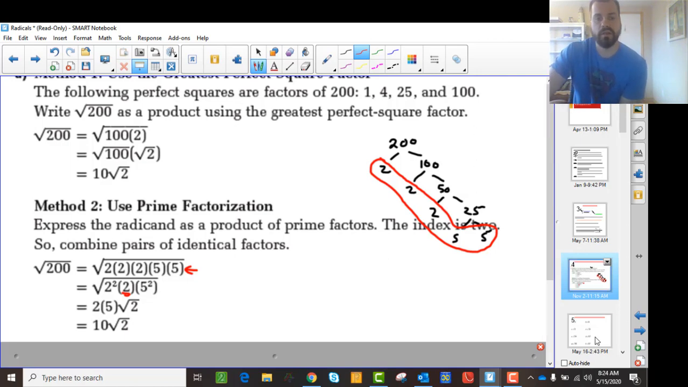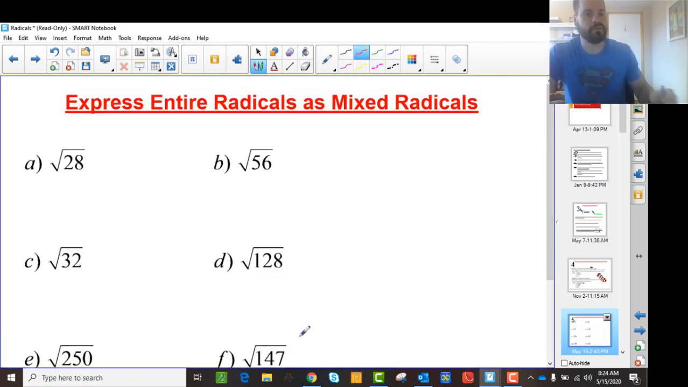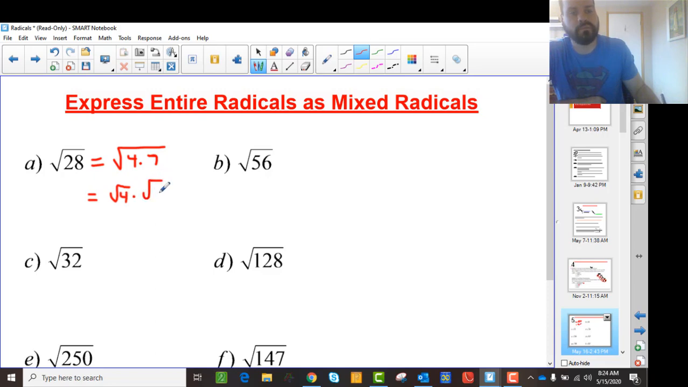All right, so if we look at some examples, the square root of 28, we'll do this one with the greatest common factor. So when we do that, we're looking for perfect square factors of 28, and we know that 4 times 7 is 28. So 4 is the biggest perfect square. So then we take the square root of 4 times the square root of 7, and we finally get 2 root 7.